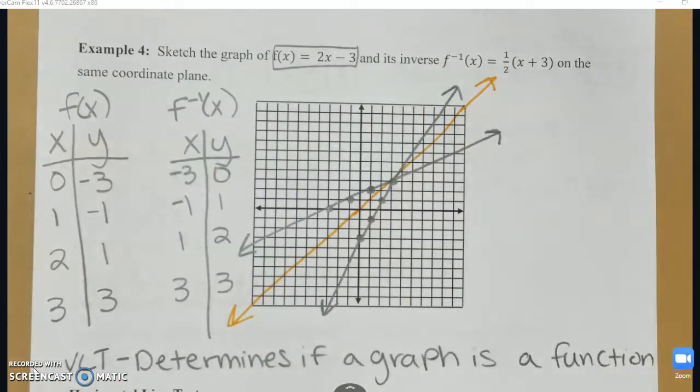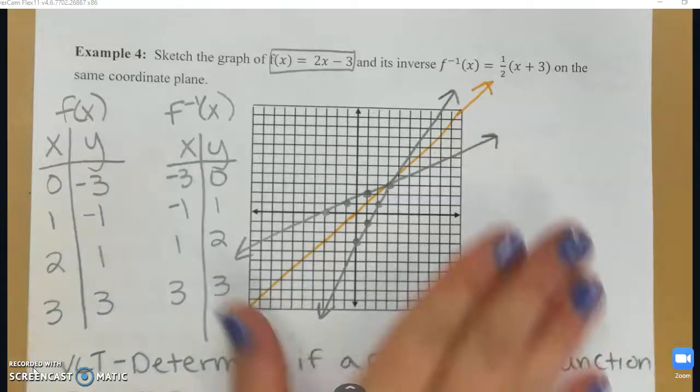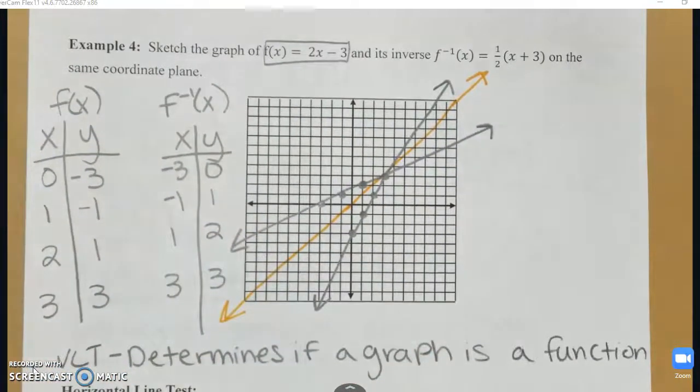So again, we're using our prior knowledge of compositions to verify if we have inverses, and then we're following those prior steps to find an inverse. The horizontal line test tells us if we have an inverse, and then this is how we swap x and y values to graph our original and inverse function.